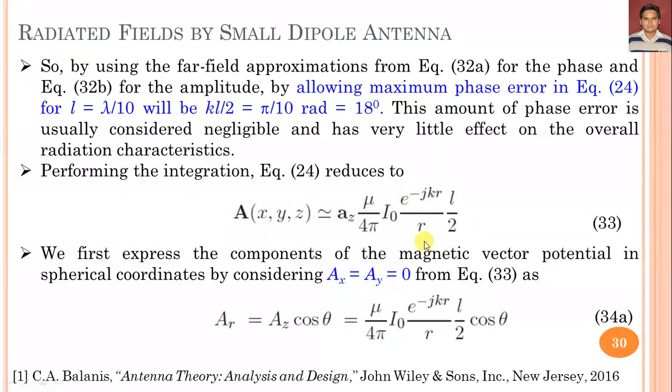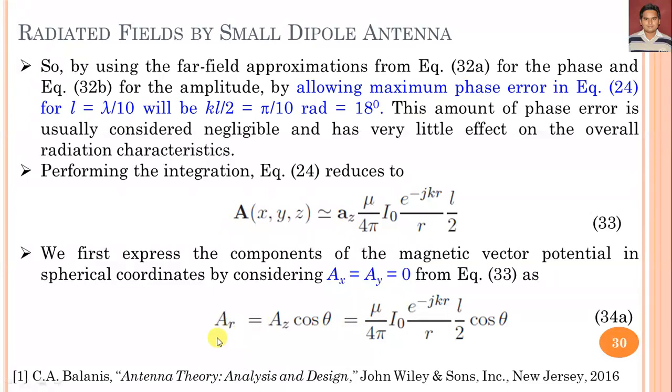Here you can see, we first express the components of the magnetic vector potential in spherical coordinates by considering Ax equal to Ay equal to 0. Only the Az component exists, so Ax and Ay are equal to 0. From equation 33, we have transformed Ax into r, theta and phi.